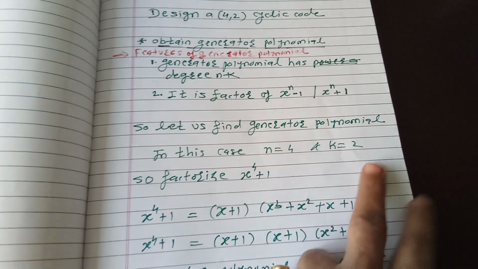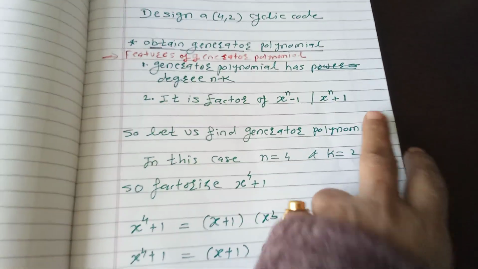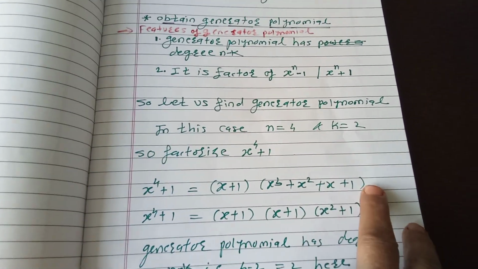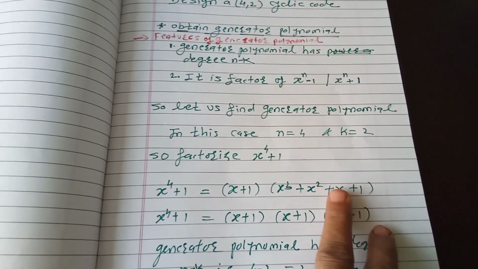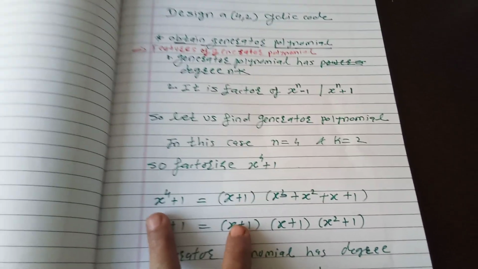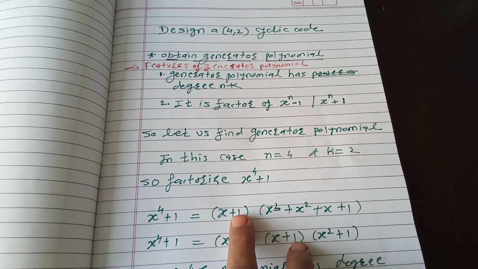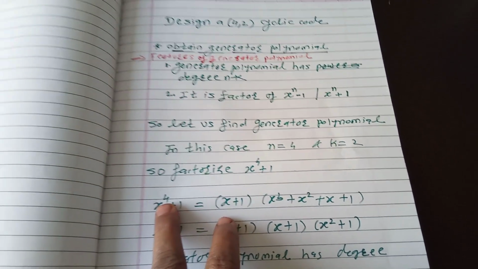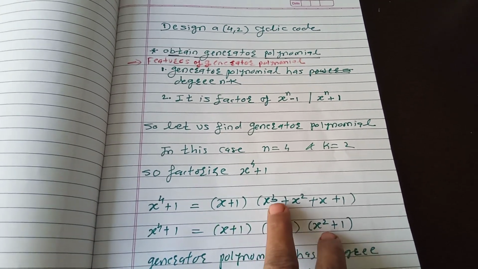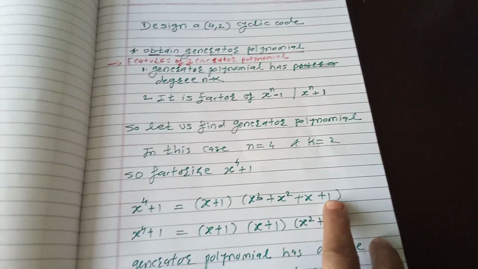So n equal to 4 and k equal to 2. So we have to factorize x raised to 4 plus 1, that is x raised to n plus 1. The first step in the factorization is the same for all factorizations of the form x raised to n plus 1. So the first step is: x raised to 4 plus 1, you have to write first x plus 1, then the next factor, 4 minus 1 is 3, so x cube plus x square plus x plus 1.